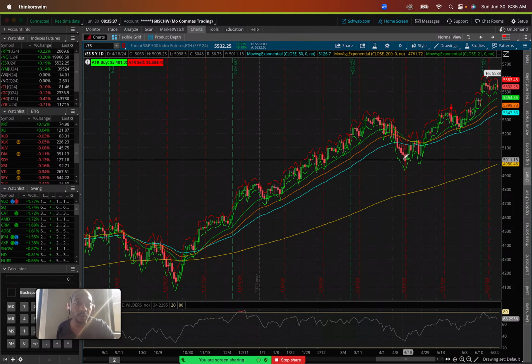Even if we have these pullbacks like this here, the fact that these moving averages are still trending upwards is a good indication that we're in a bull market. So if we are in a bull market, you shouldn't be shorting a whole bunch of things. You should be looking at things that are pulling back and trending upwards because we are still in a bull market. So I'm not saying don't short anything. I'm saying the vast majority of your trades right now should be to the upside because that's where the trend is right now.